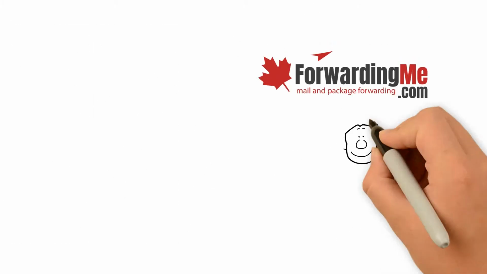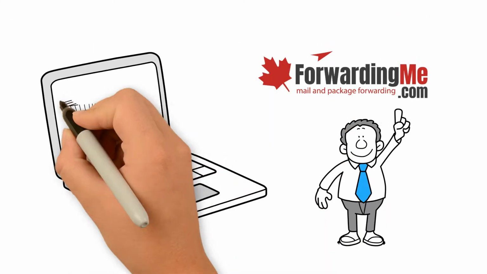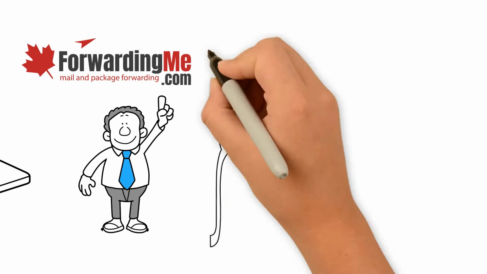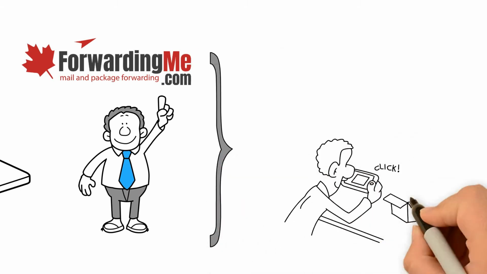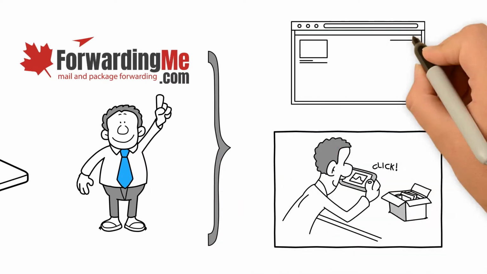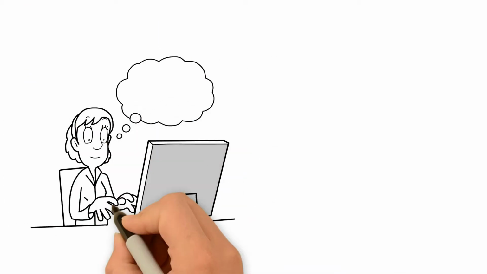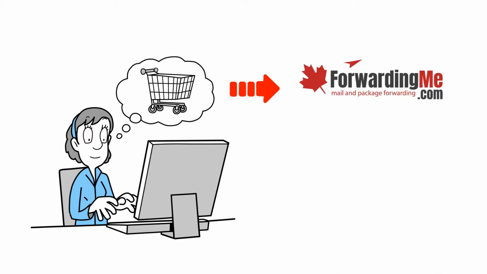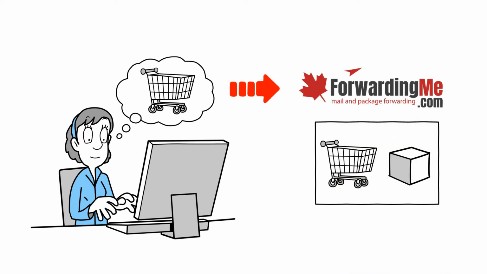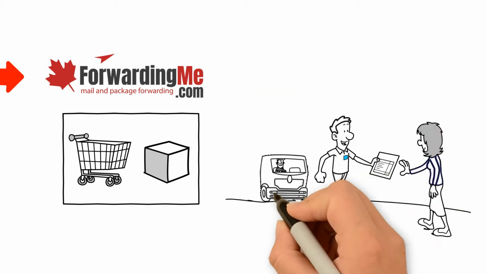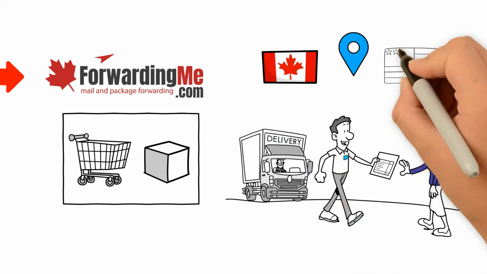Register with ForwardingMe.com and use ForwardingMe's order fulfillment service. ForwardingMe receives Linda's products directly from the manufacturer, takes pictures, registers Linda's products, and stores them in her inventory. When she has orders from clients, she just logs in to her ForwardingMe account and places her shipping orders. And then ForwardingMe will pack the products and ship them to Linda's customers in Canada and USA.